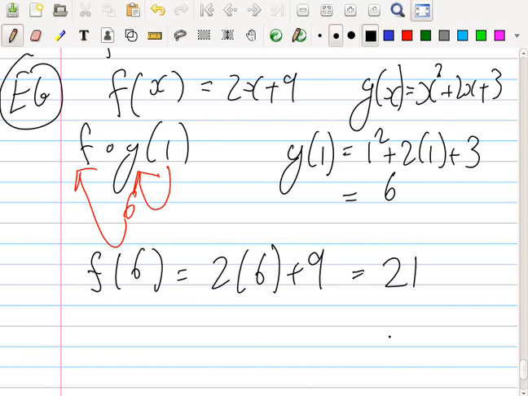So another thing that you might have noticed is that you actually read these going from right to left. The 1 goes in the g, and then the result goes into the f. And of course, if there was another function, like an h, then it would go into that. So you actually read these from right to left is the order. Yep, scroll up.